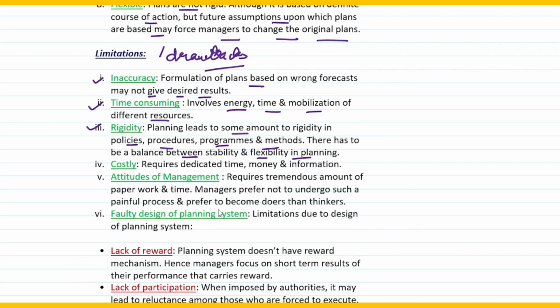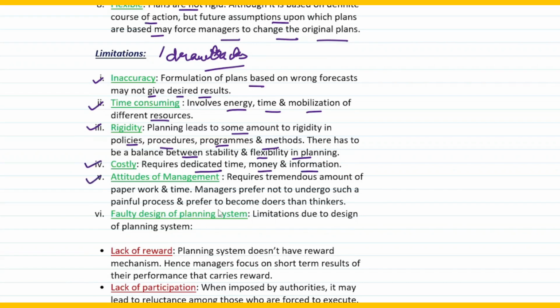You got to make sure that there's a balance between stability and flexibility. You cannot be too flexible, not too rigid. So that's something you got to take care of. That again becomes a limitation of planning. Then it is a very costly affair, because it requires dedicated time, money and information, right? So it is time consuming and also costly.